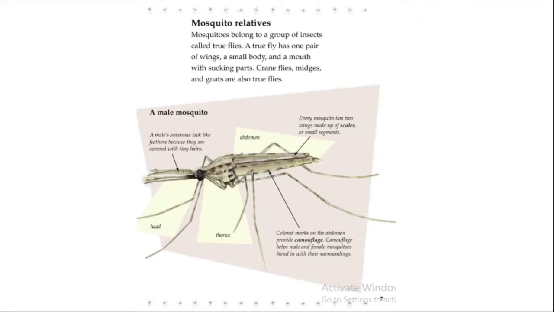Mosquito relatives. Mosquitoes belong to a group of insects called true flies. A true fly has 1 pair of wings, a small body, and a mouth with sucking parts. Crane flies, midges, and gnats are also true flies.